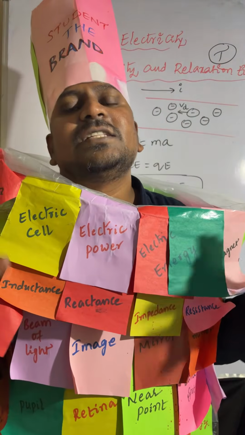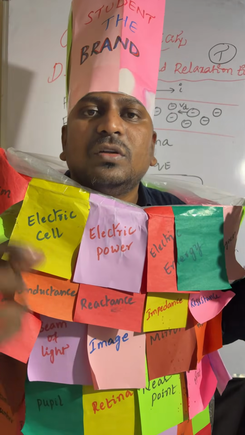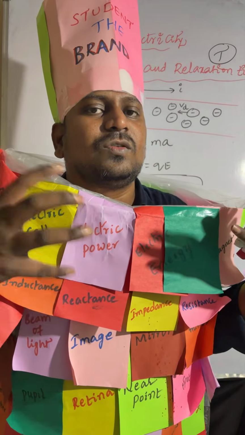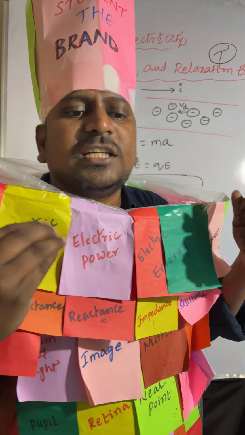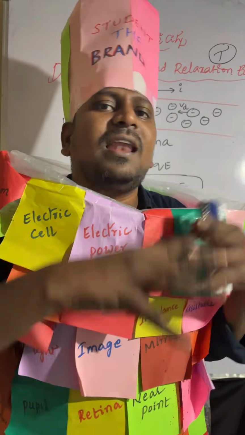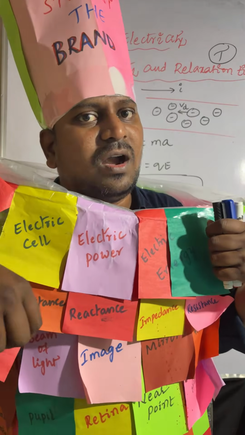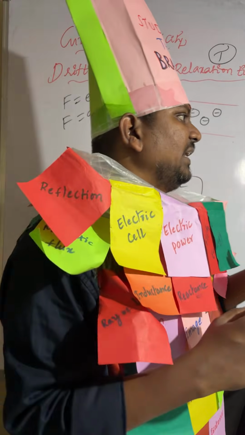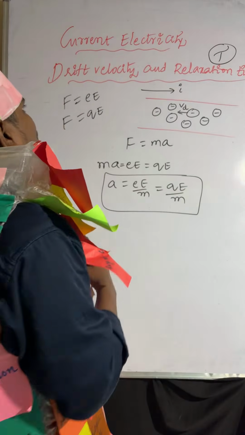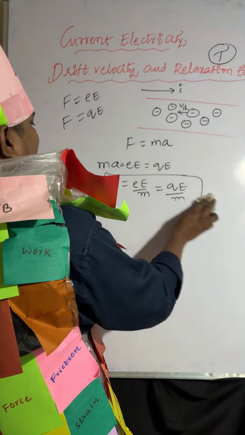So collisions will not take place regularly. They take place at random, and the average time gap between the two successive collisions is called relaxation time. Here one collision may take place immediately, another collision may take time. Overall, the average time gap between two successive collisions is called relaxation time. I hope it is very clear. Understood or not? So this is about drift velocity and relaxation time.